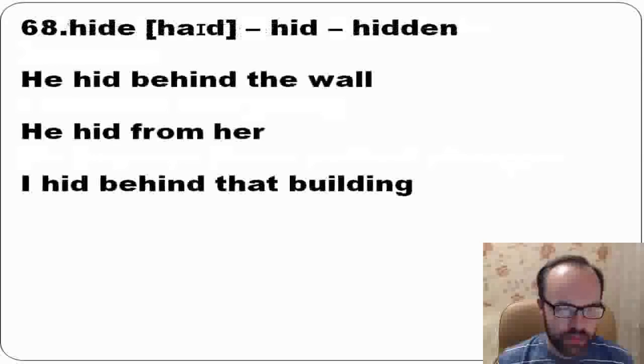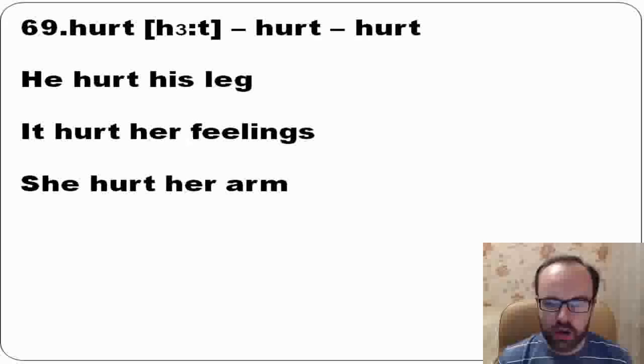Okay, so hide, hid, hidden. He hid behind the wall. He hid from her. I hid behind that building. Hurt, hurt, hurt. He hurt his leg. It hurt her feelings. She hurt her arm.